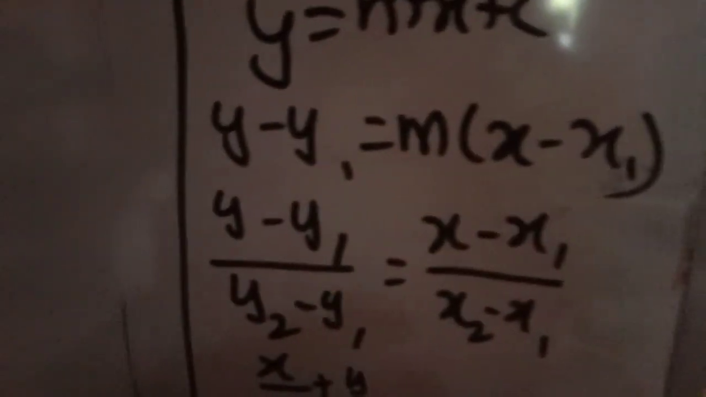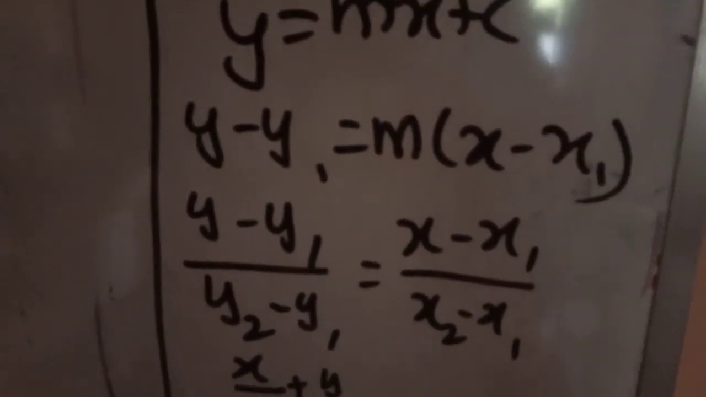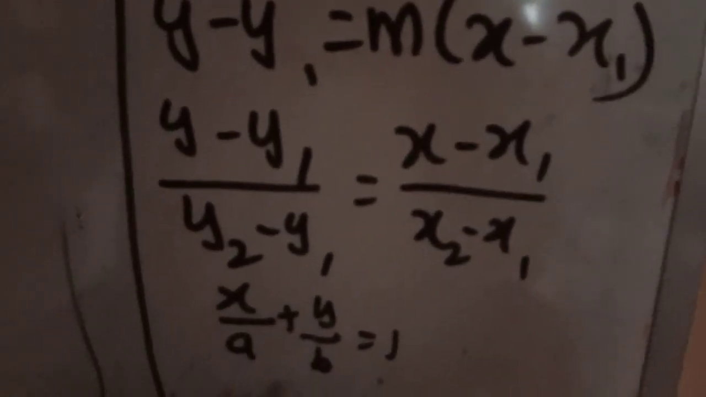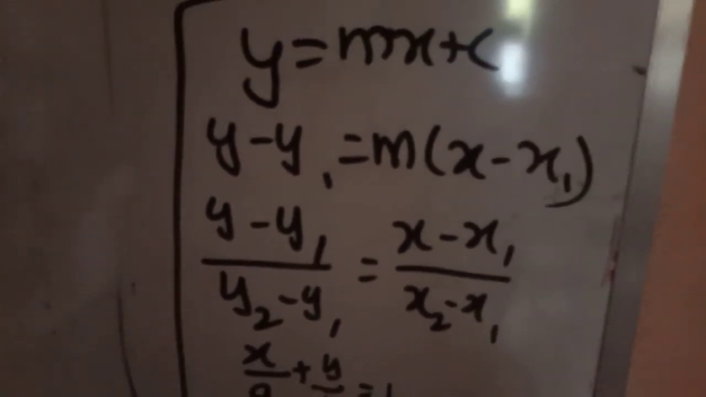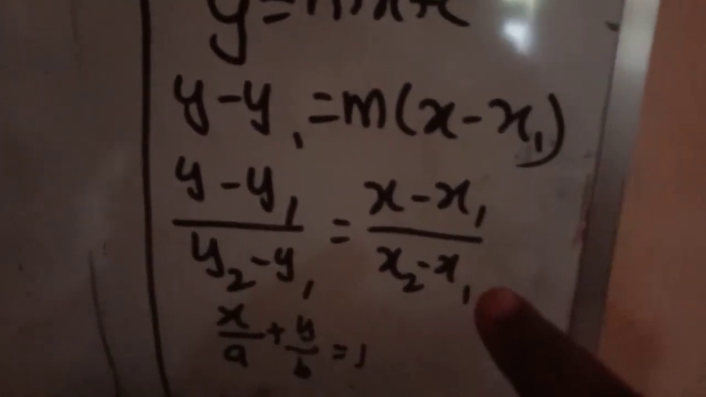y equal to mx plus c; y minus y1 equal to m into x minus x1; y minus y1 by y2 minus y1 is equal to x minus x1 by x2 minus x1. The fourth one is x by a plus y by b is equal to 1. So two points are given, we have to select the third equation. That's what we are writing here, the third equation.